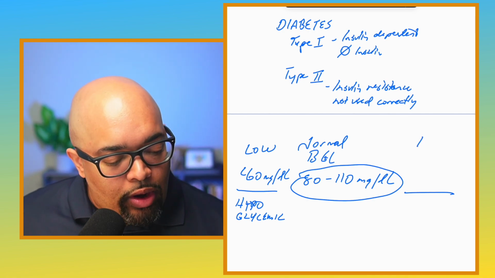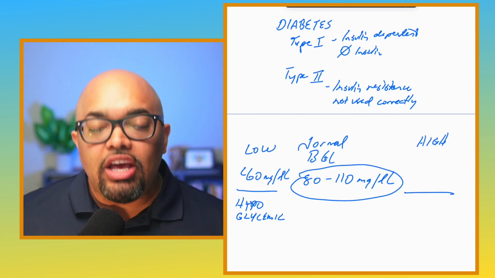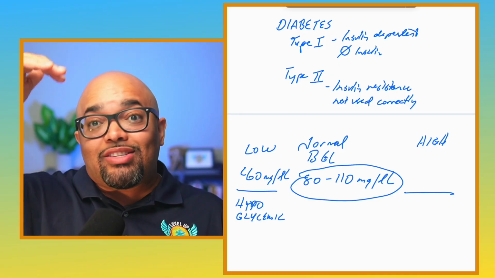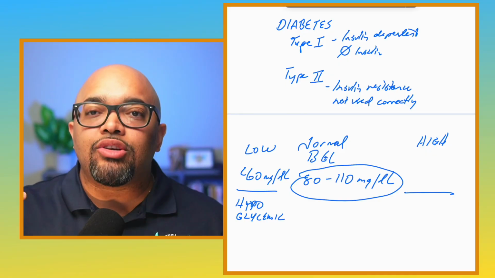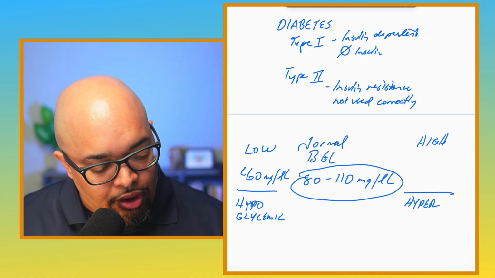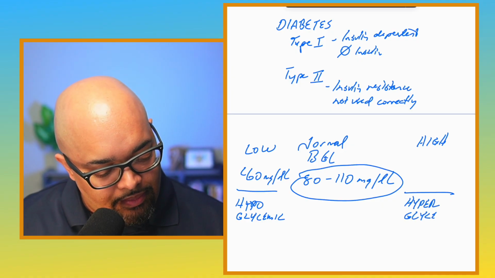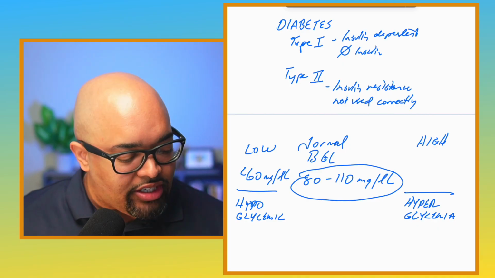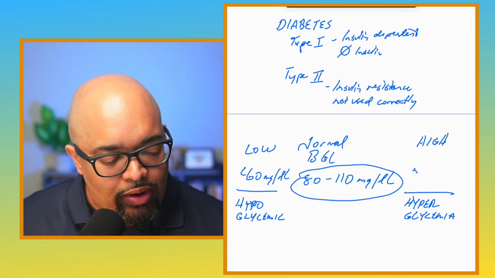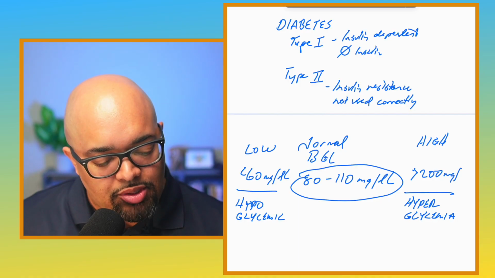Okay. And then what will we consider high? Now, your machine may say high when it reaches like 500, 600, something like that. But in terms of what we consider hyperglycemia, for purposes of this discussion, we're going to say greater than about 200 milligrams per deciliter.